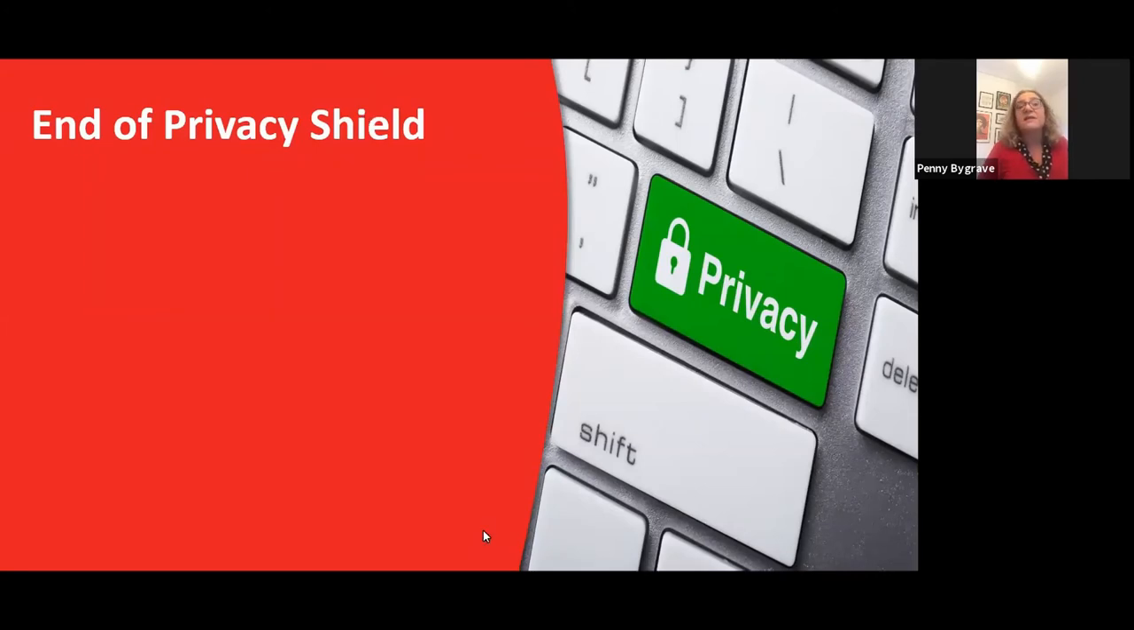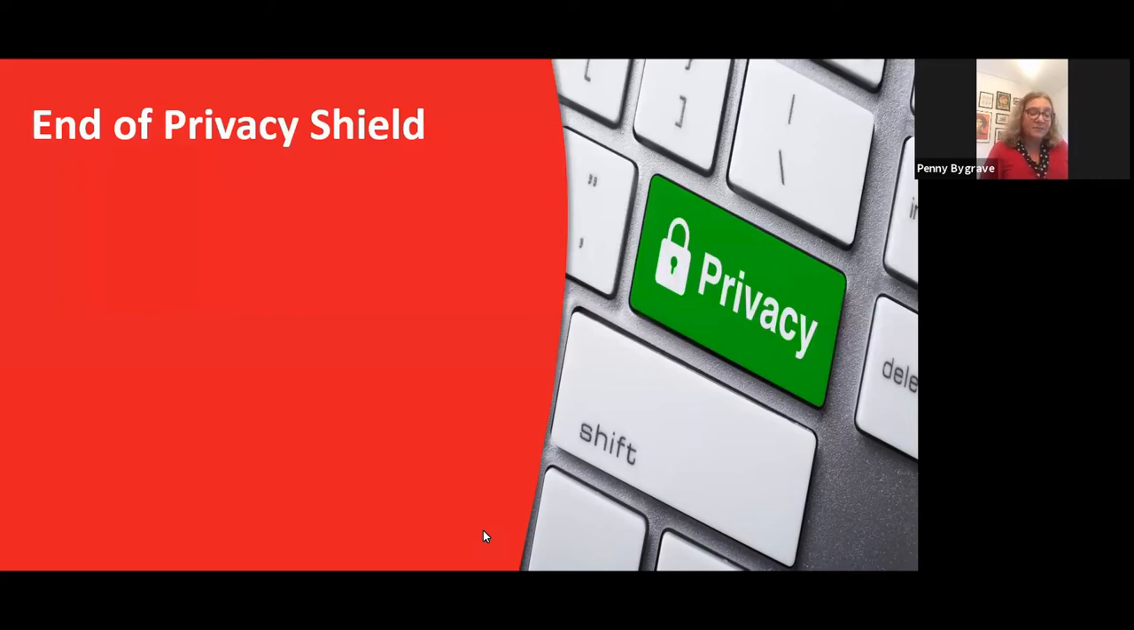So Privacy Shield is no longer valid. This decision was given in July, and immediately after the decision, that meant that if you are relying on Privacy Shield to transfer personal data, you need to come up with an alternative means. Otherwise, the transfers are immediately unlawful. The decision did not put any transition period in place and did not give any definitive guidance as to what you do instead.